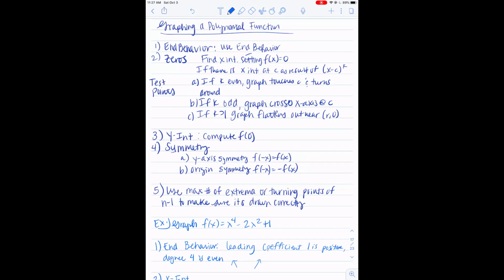We look at zeros. So we find the x-intercept by setting f of x equal to 0. And then if we have an x-intercept at a point c as a result of x minus c to some k multiplicity, we could also look at our multiplicities to graph. So if our k is even, the graph touches and turns around. If k is odd, then the graph crosses the x-axis at c. And if k is greater than 1, then we know our graph flattens out near that point c, 0.